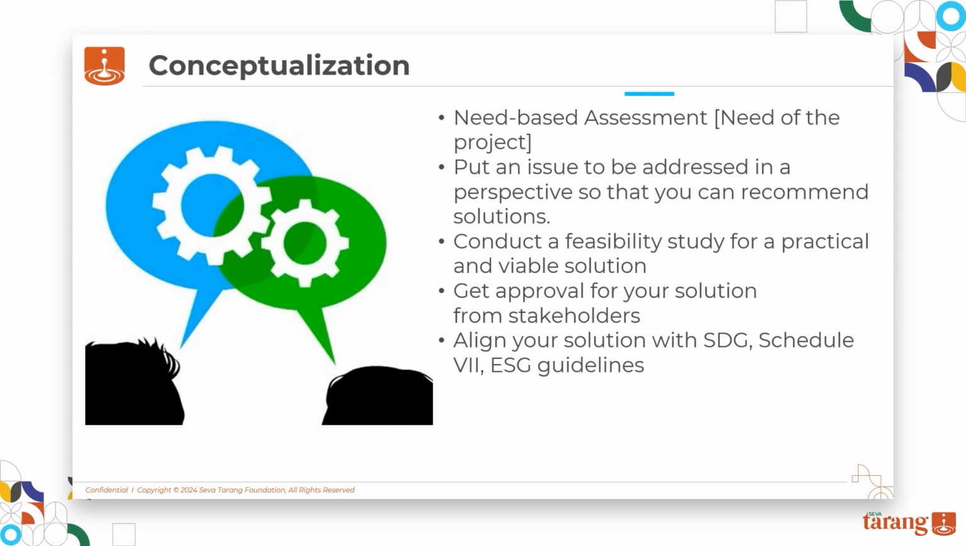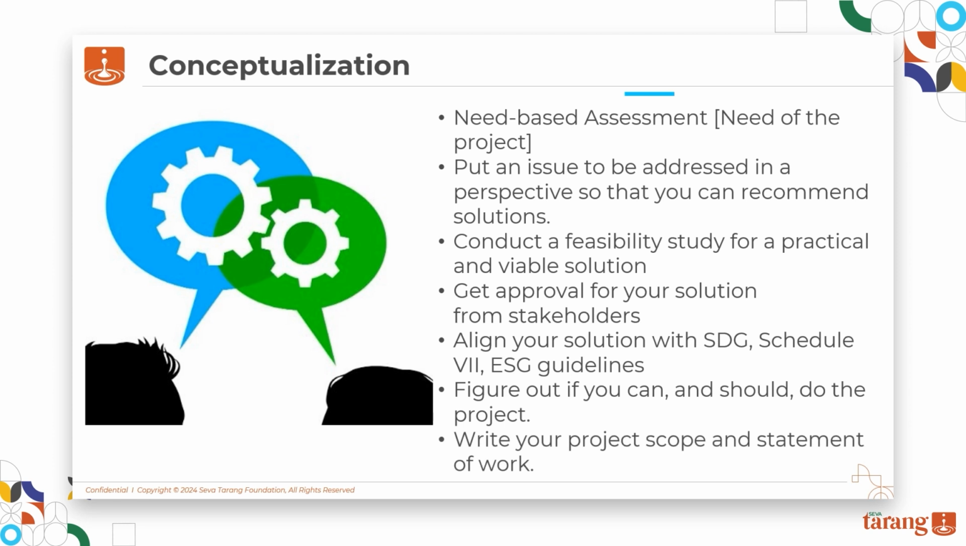Ability and feasibility are two different things. There could be a project that you can do but should not. And in another scenario, there could be a project you should do but you couldn't do it for certain reasons. Fulfilling both the criteria of can and should is a must while conceptualizing. At the end of this phase, you should have a project scope and statement of work ready with you.